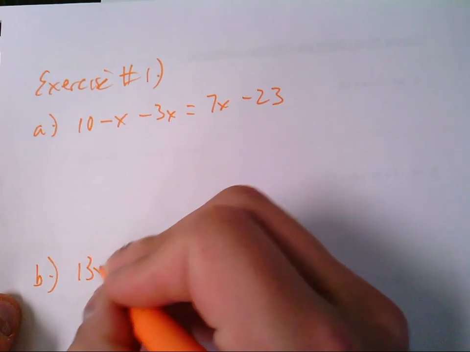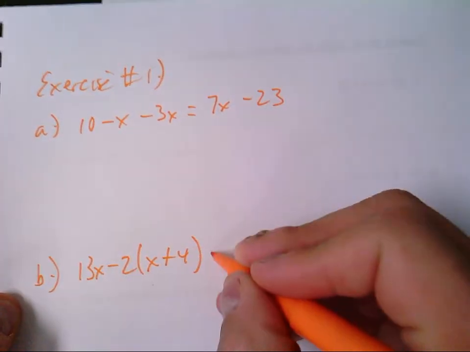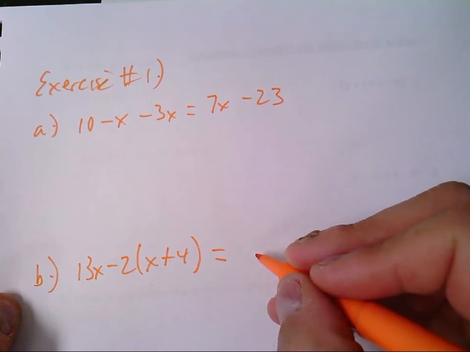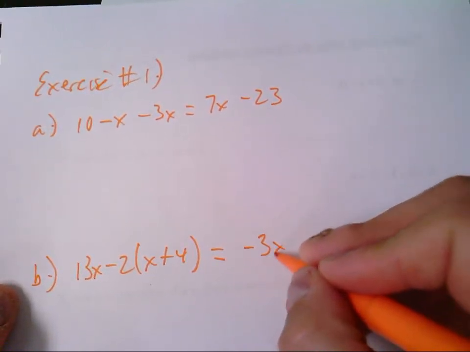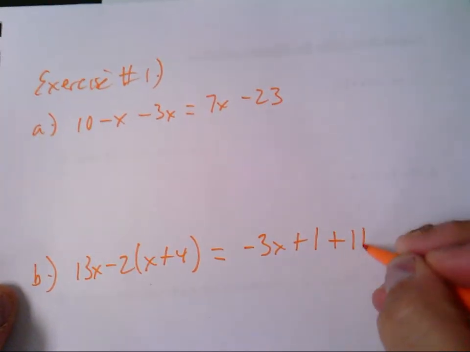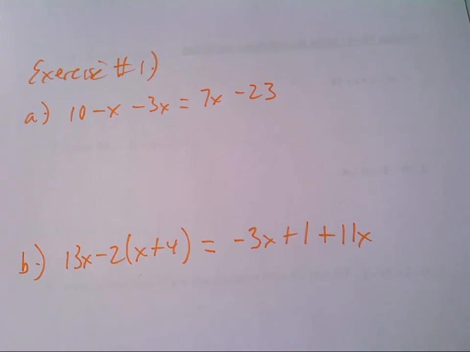13 minus 13x minus 2, x plus 4 equals negative 3x plus 1 plus 11x. Right. So check in with me when you're done, and then you can move on to the fluency.